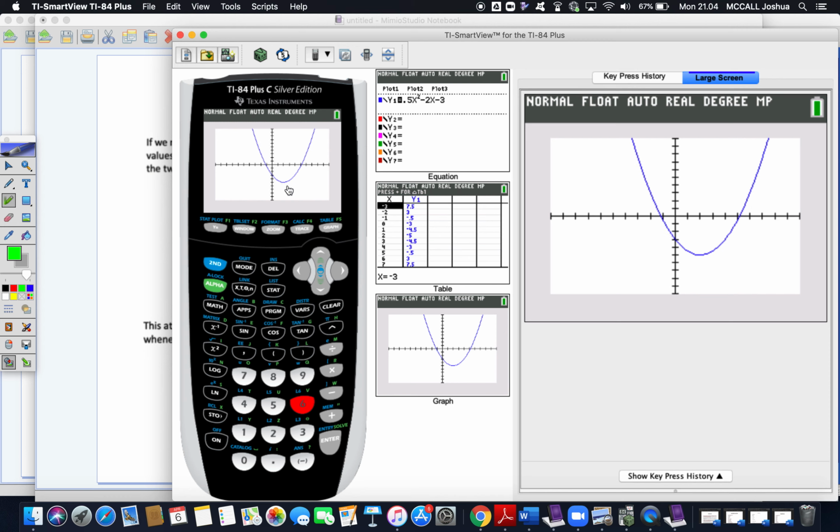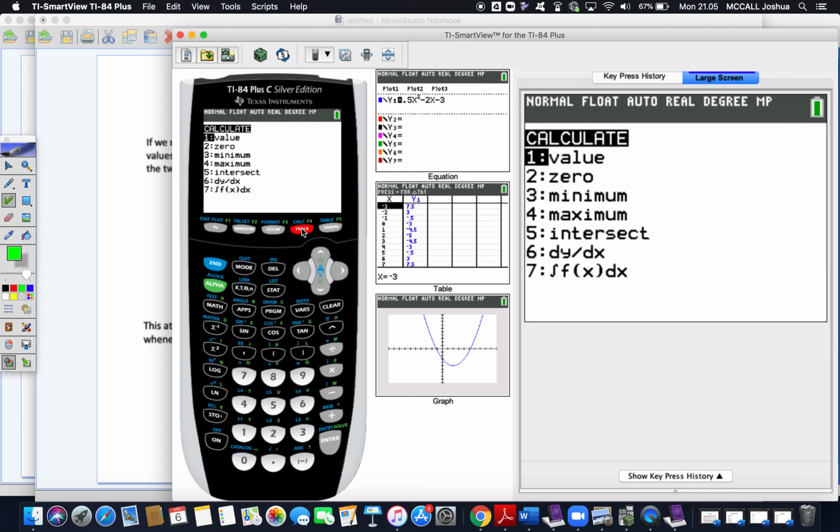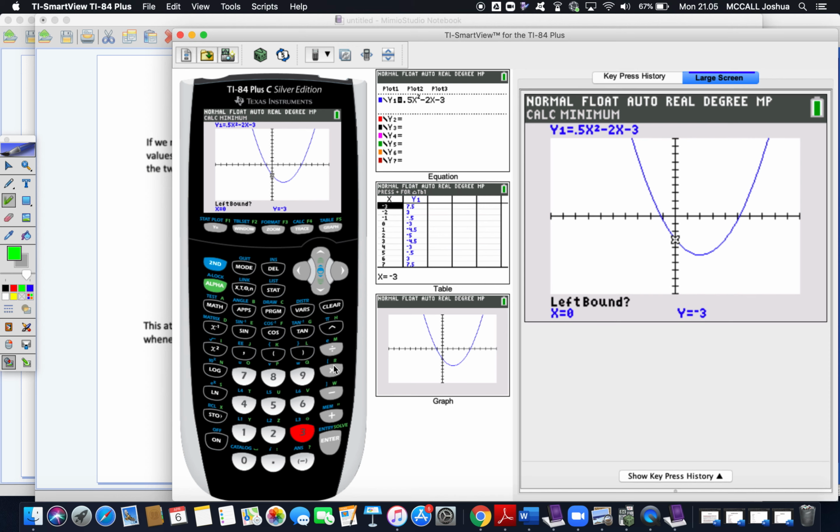Okay, I see my vertex is going to be in here somewhere. So I'm just going to do second calc, and then this is a minimum value, so we do option 3. We go a little bit to the left of our vertex, hit enter. We scroll to the right of our vertex, we hit enter, and then we have the calculator guess. It tells me that my vertex is at 2, negative 5.